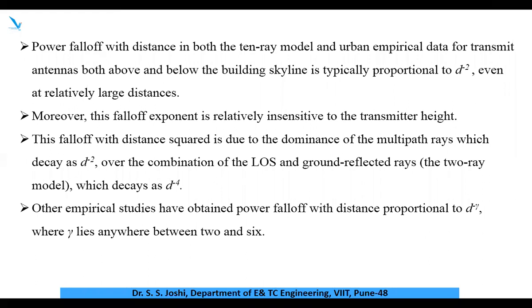The fall-off with distance squared is due to the dominance of multipath rays, which decays at d raised to minus 2. So a combination of line of sight and ground reflected rays decays with respect to d raised to minus 4. Ground reflected rays, this is very important. Just note down this point, that for ground reflected rays the attenuation is more, and the factor is d raised to minus 4. And empirical studies have obtained a power fall-off with distance proportional to d raised to minus gamma. This point we have to use in the next lecture.